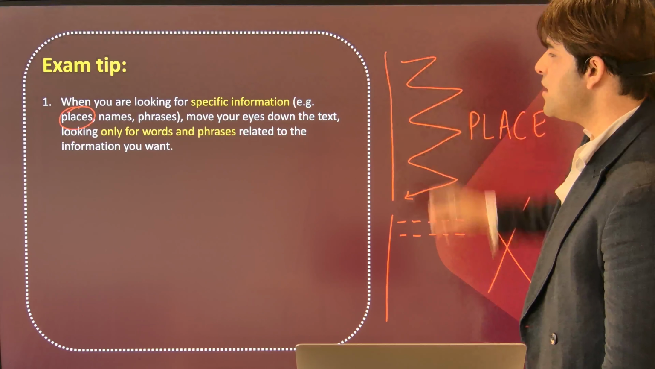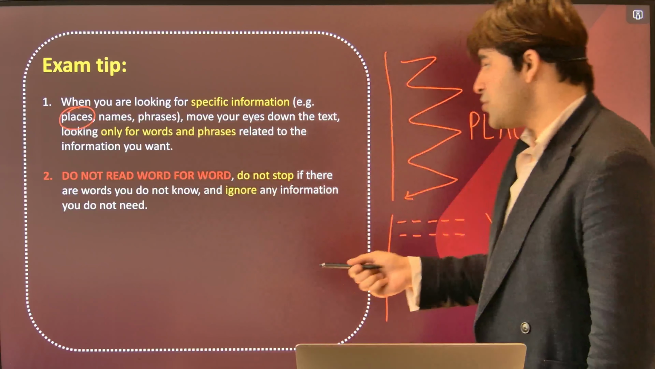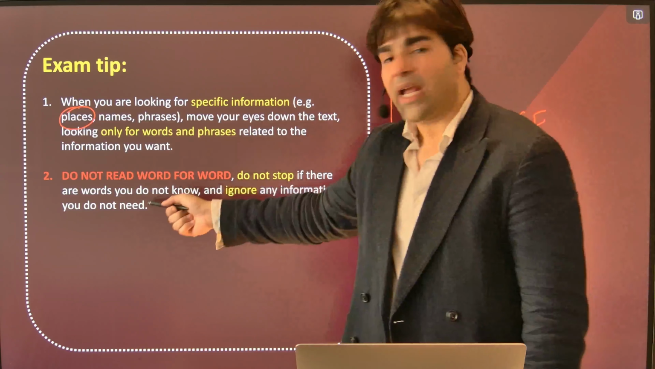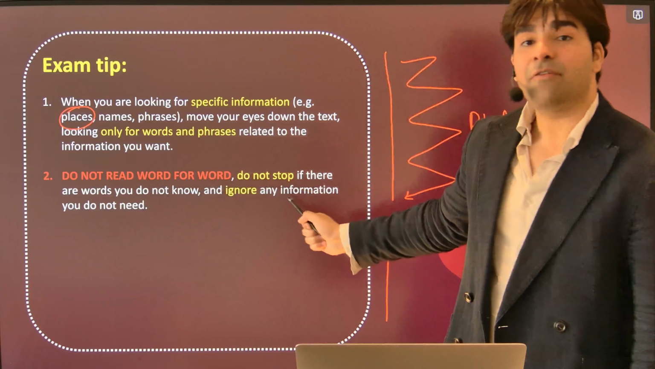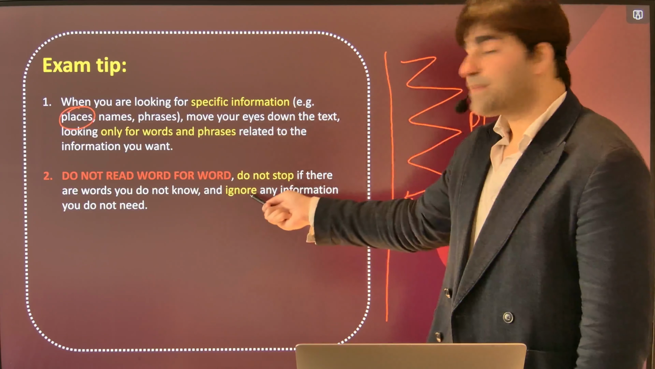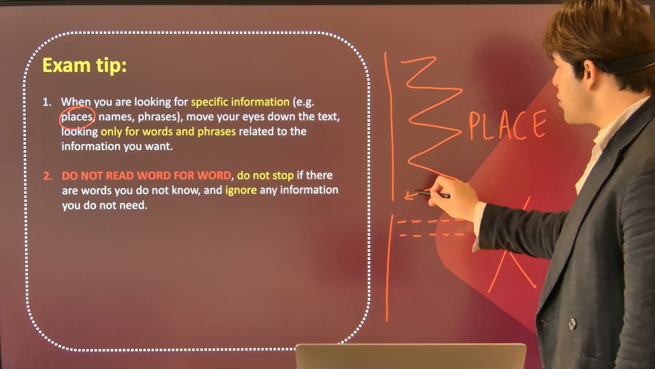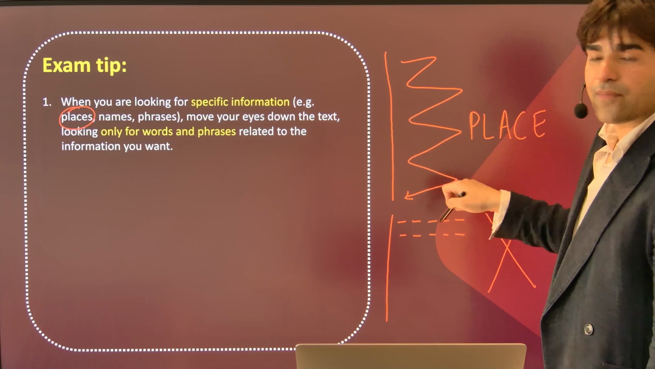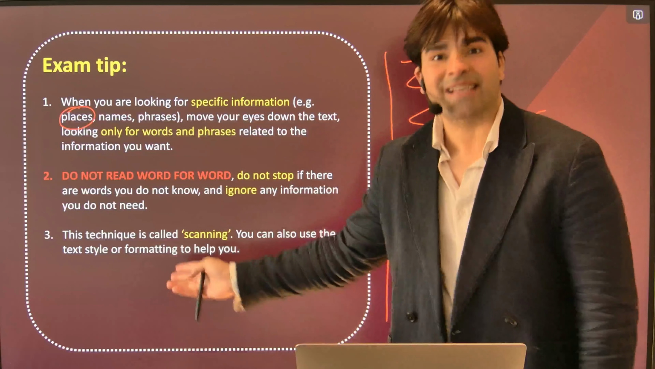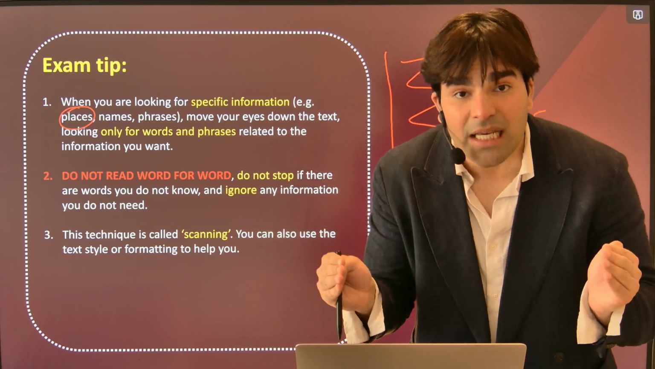But why do we do that? We do not read word for word, as I told you. If you do not understand a word, quickly move along. If a piece of information is not related to the question, absolutely ignore it. Just focus on the word that you have to look for. Why do we do that? Because that is called skimming. Sorry, scanning. My apologies. That is called scanning.